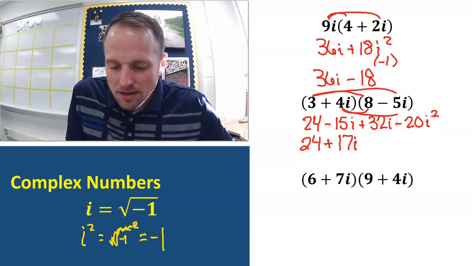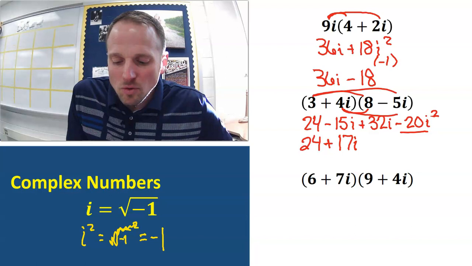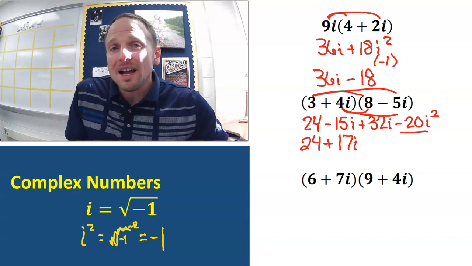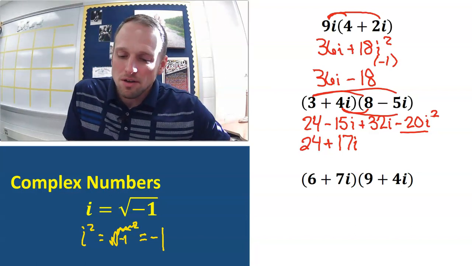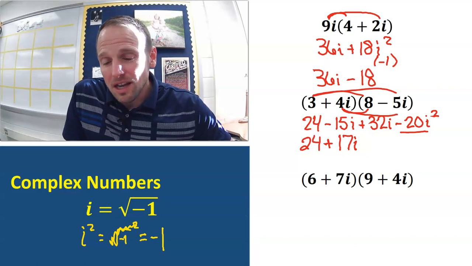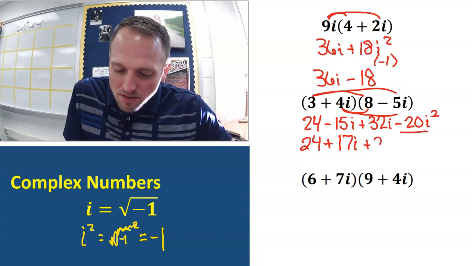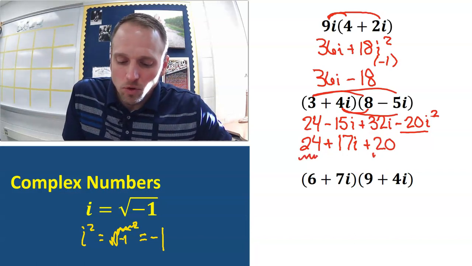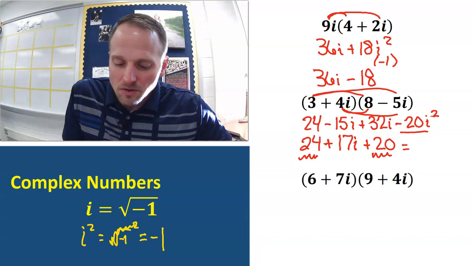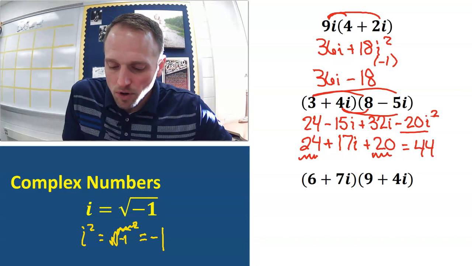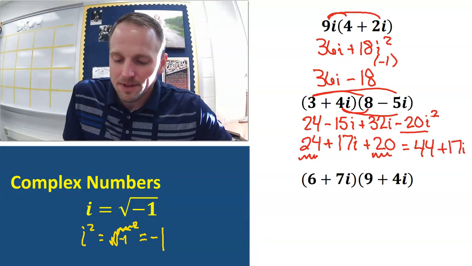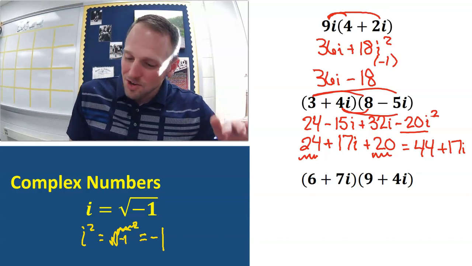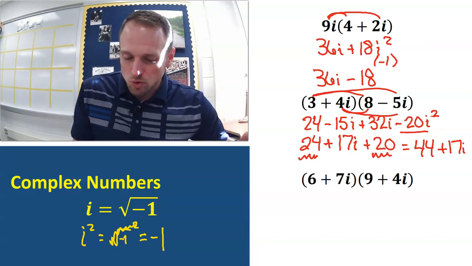And what about this negative 20i squared? Remember, i squared is negative 1. So we have a negative 20 times a negative 1, and that's going to be a positive 20. And now look, we just have a couple more terms that we can add together. So this is going to be 44. 24 plus 20 is 44, plus 17i. I know that one was tricky. Let's do the next one.